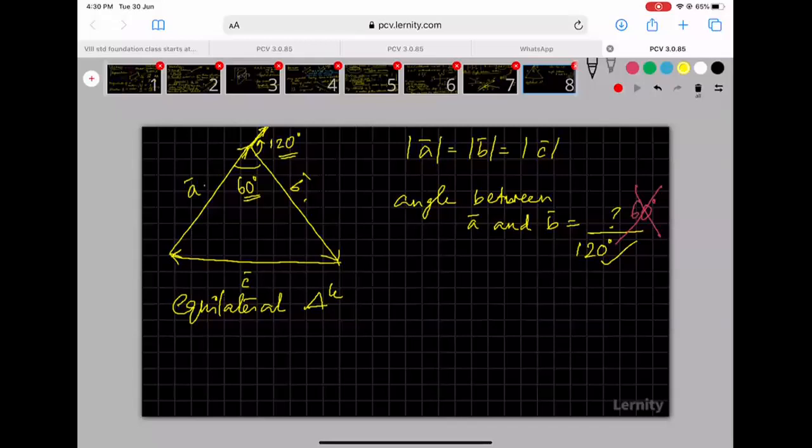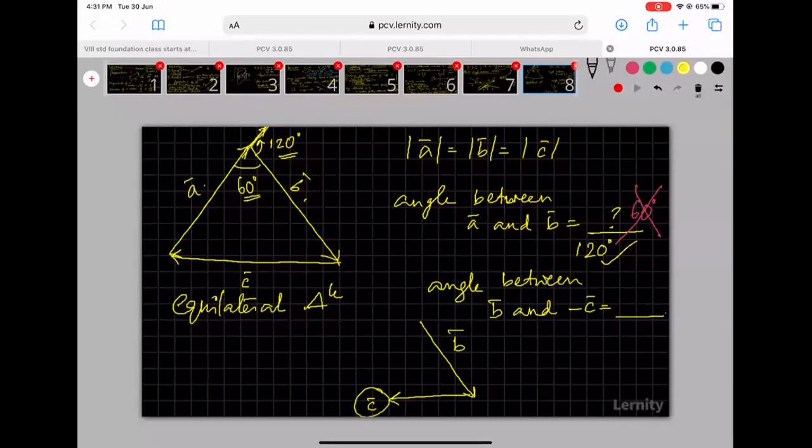What is B bar? This is B bar in the diagram. C bar is actually this. Correct? But in the question, there is no C bar. They are asking for the angle between B bar and minus C bar. I have drawn B bar, but the other one is actually C bar. I want to draw minus C bar. Minus C bar is nothing but the same vector C bar drawn in the opposite direction. Same length, but exactly opposite direction. So this is minus C bar.